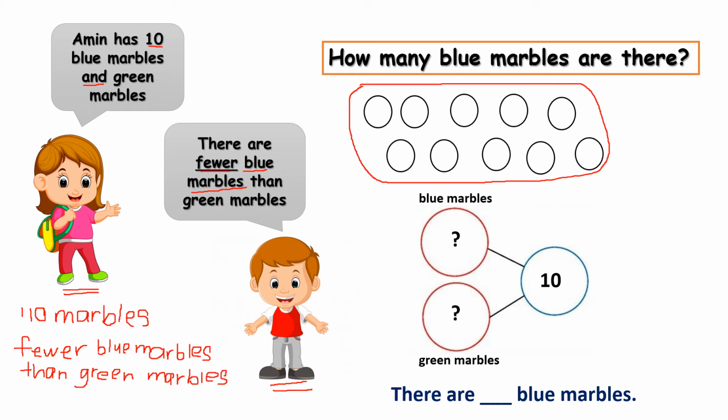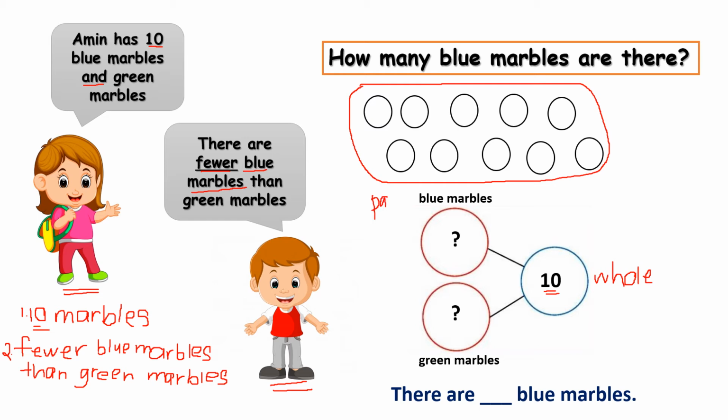So by having these two pieces of information, let's draw the number bond. Where do we put 10 in the number bond? We put 10 in the whole. So the other two circles are the parts.